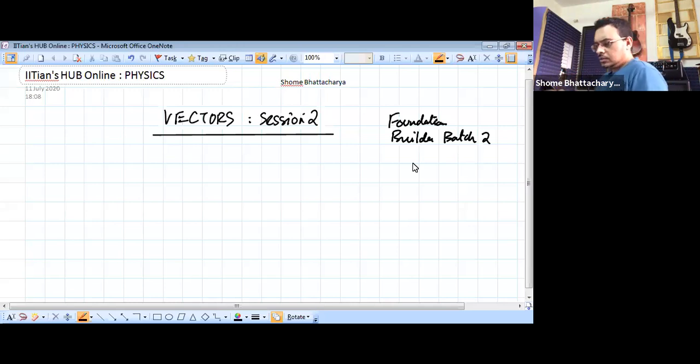So let us begin with the session, since I think everybody is here. To begin with, last time what we saw is the geometrical representation of vectors. So let me take a quick recap of that concept.